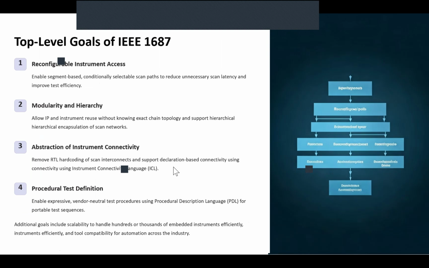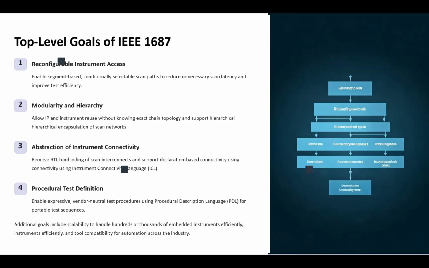Now, the top level goals of the IEEE standard 1687 are the topics that you see on this slide. This IEEE 1687 allows us to activate only the parts of the scan path that we need. Okay, and we are going to do that using segments that can be turned on or off based on the test requirement that we have. We are going to talk about those segments later on in an upcoming slide. Now, you can imagine a chip with 100 instruments, but you only need to access like 3 of them.